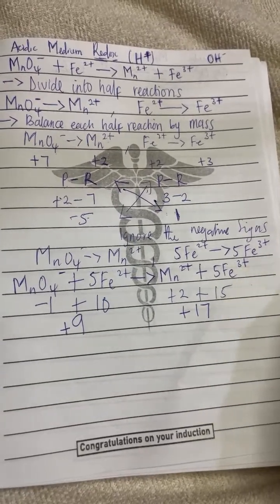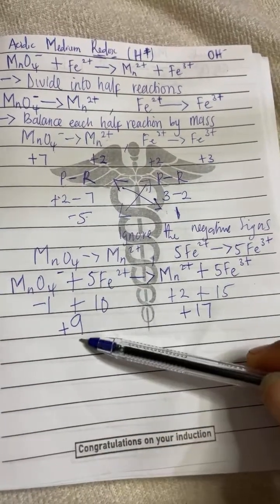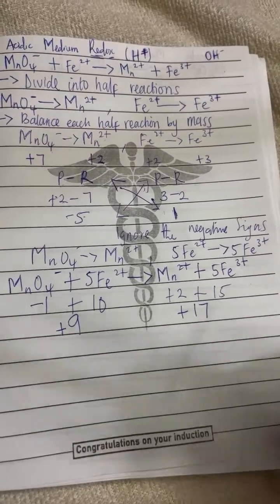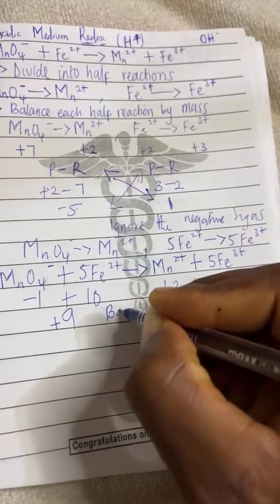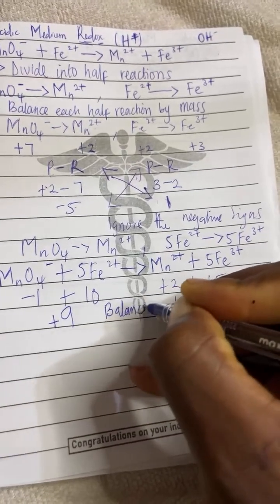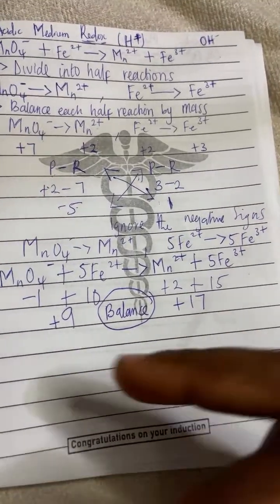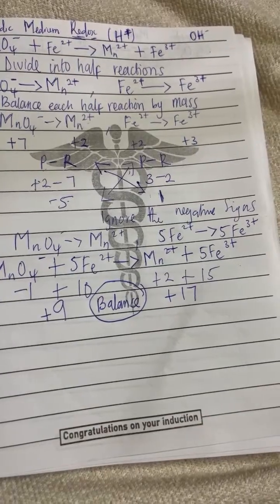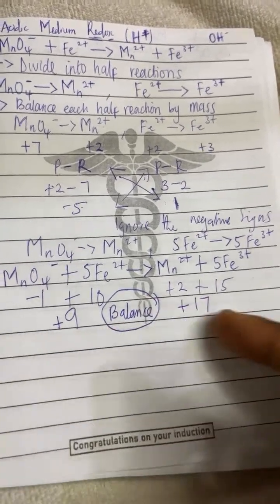I'm so glad. The total charge at the reactant side is +9, and the total charge at the product side is +17. Now, don't forget, what are we doing? We want to balance. When you say something is balanced, it must be equal. That means both of them must be equal.